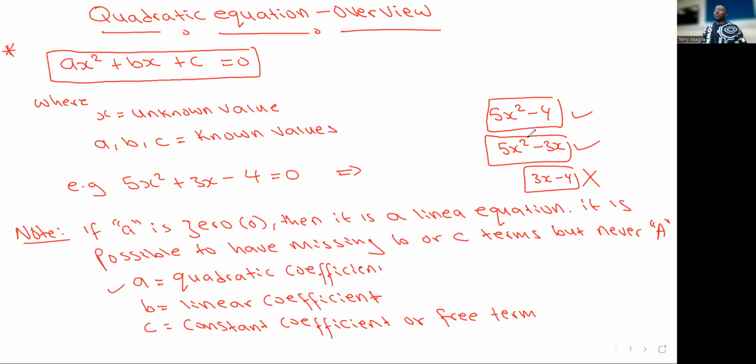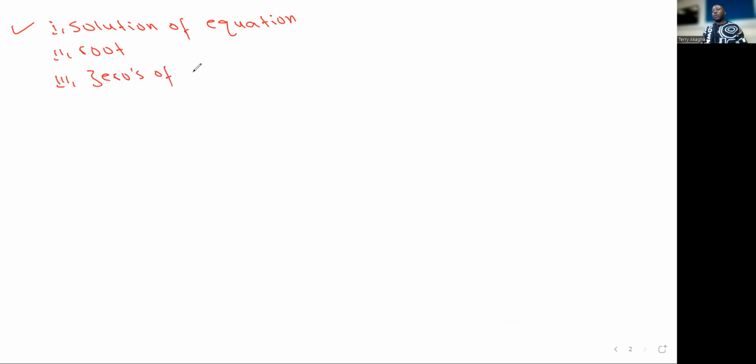So the values of x that satisfy this, for instance when you solve 5x squared minus 4, we always call the roots. Some textbooks will call them the solutions of the equation. So when you solve and you get x, sometimes it's called the root, sometimes it's called the solution, and sometimes it's called the zeros of the expression or the equation.